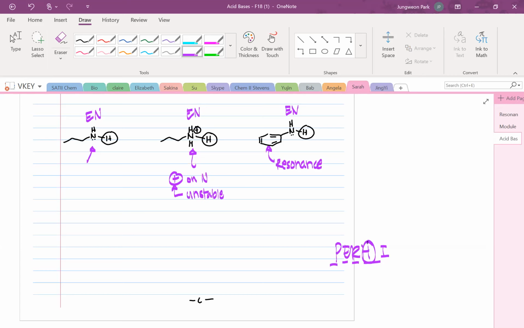Induction. Yeah, because this one is the most stable right now, but it's more stable than number two. Number one, this one is more stable than this. And then resonance is the most stable. So I would say this is most acidic, second, and then third. That's how I would do it.